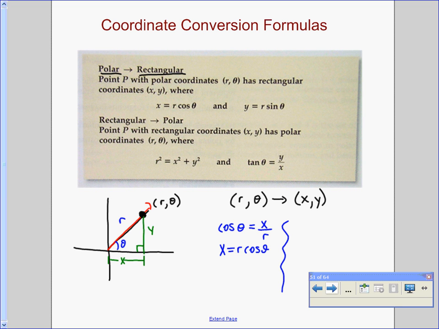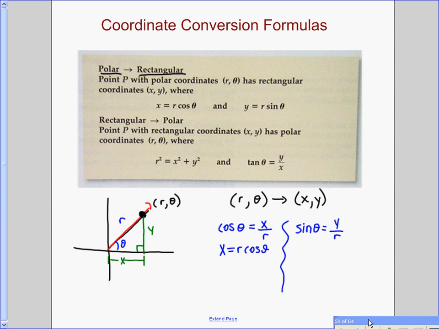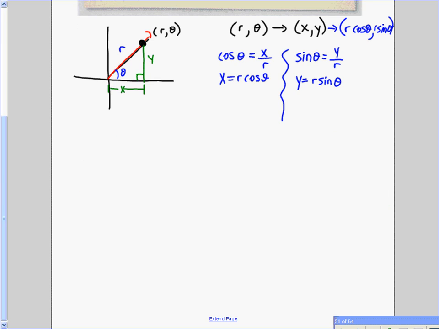And now let's find y. y is the opposite, so I'm going to use the sine of theta is going to equal the opposite over the hypotenuse. And then I can solve for y, and y is going to be r times the sine of theta. Okay, so once I have those written, now I know that my (x, y) coordinate can be written as (r cosine theta, r sine theta). So given r and theta, I can find my (x, y) coordinates using that. And now let's talk about what if you're given the reverse. Let's say I have what's in green. I have numerical values for what's in green, and I want to find r and theta.